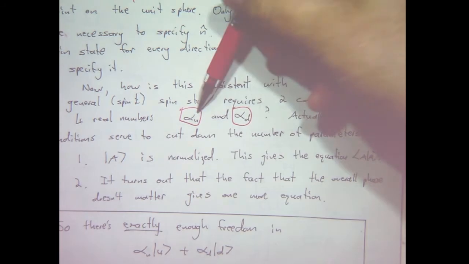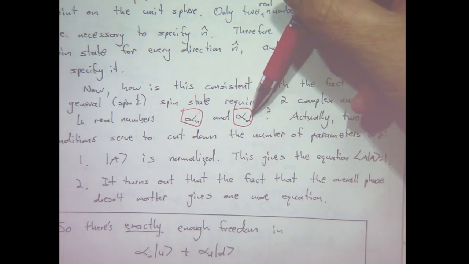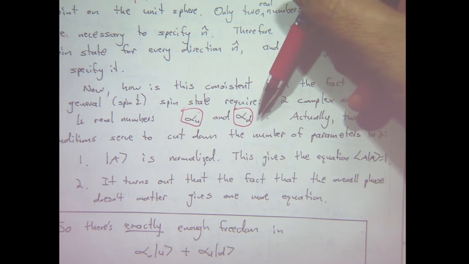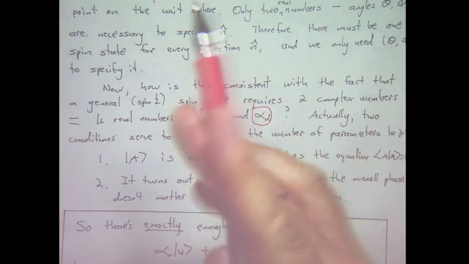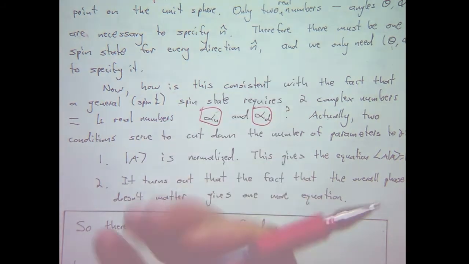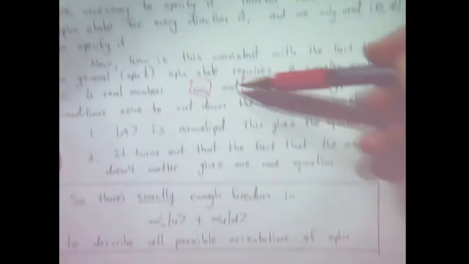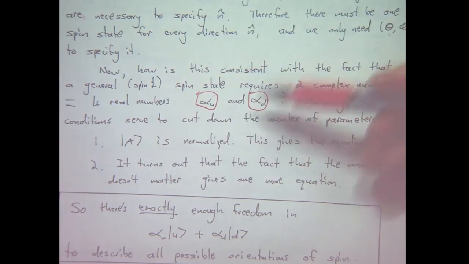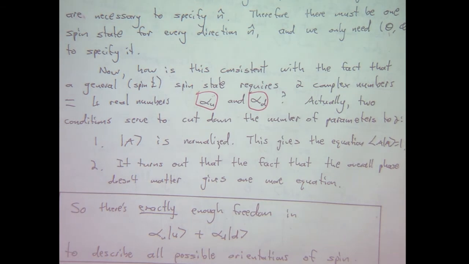So here we've got 2 plus 2, 4 free parameters. And yet, you only need 2 free parameters to specify direction. So what's going on? Somehow, it looks like we have more parameters than we can possibly specify. I mean, we've got wasted parameters in the description.